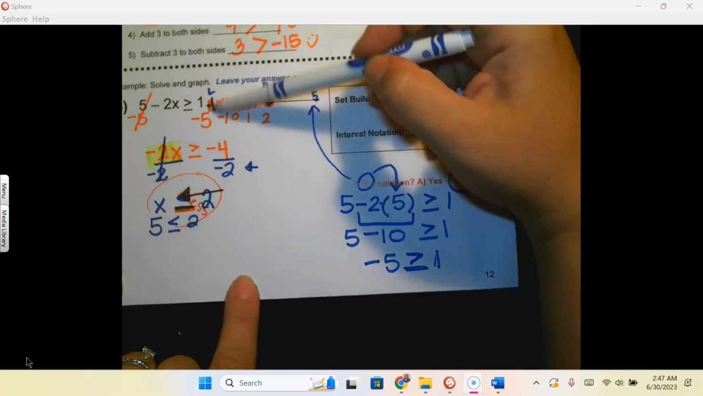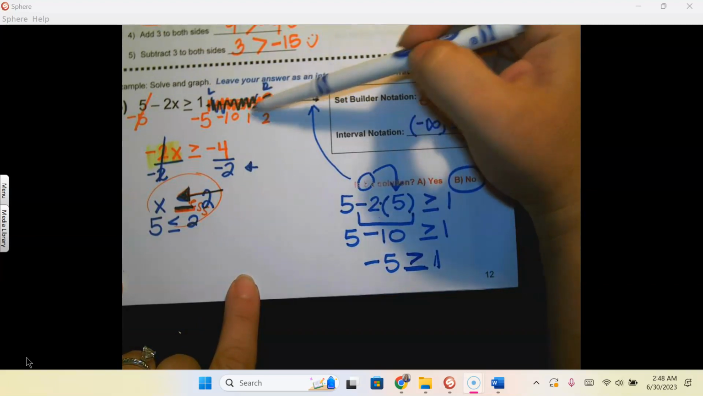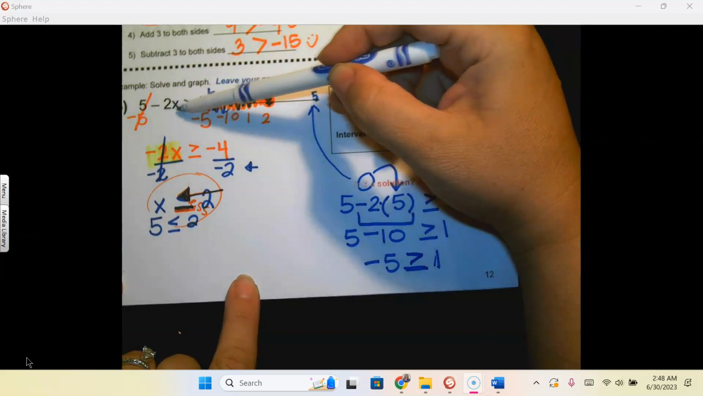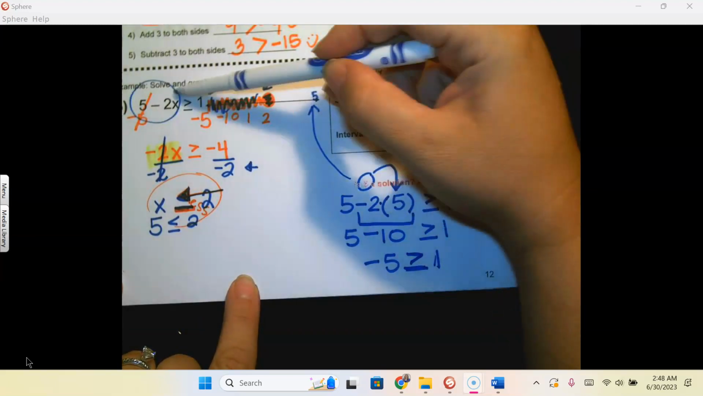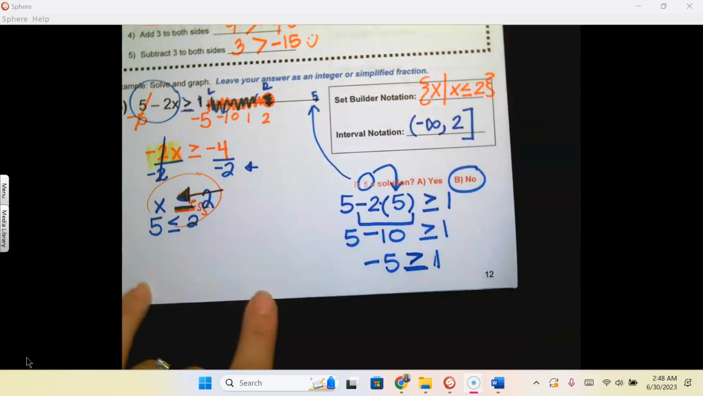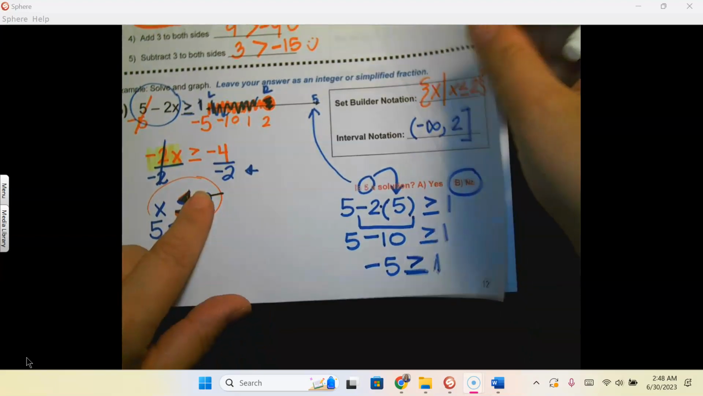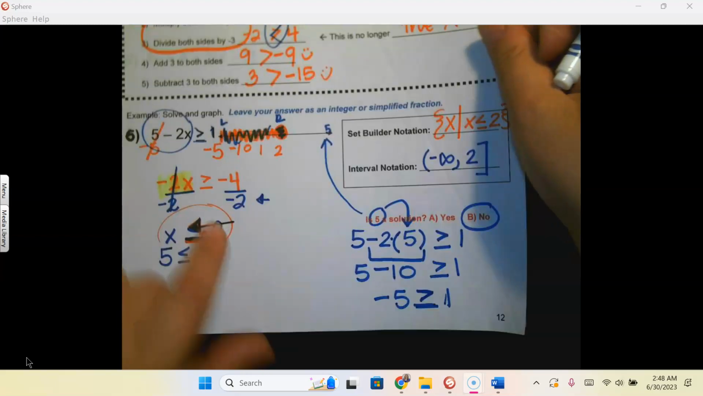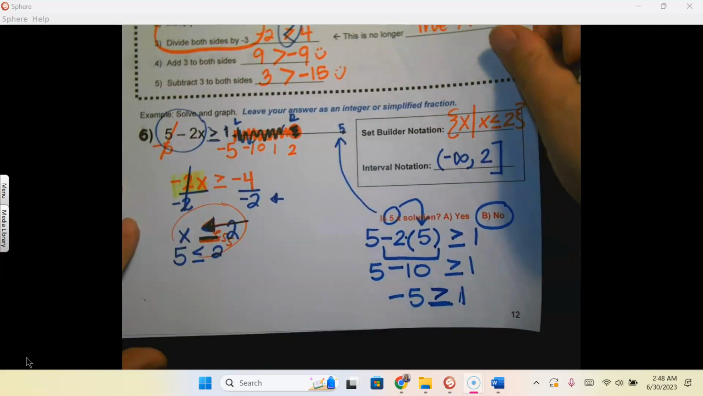So you're shading this side because all these numbers, when you plug them in for this x, will make this side greater than or equal to 1. So that's the other way to know where to shade. Plug in a random number. If it works, shade the side where that number is.